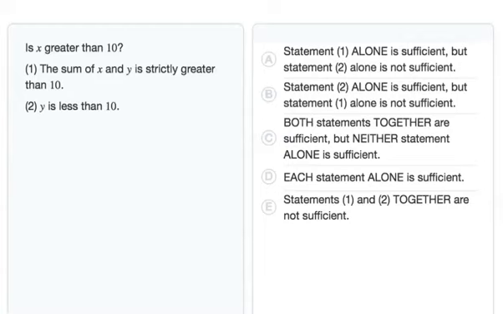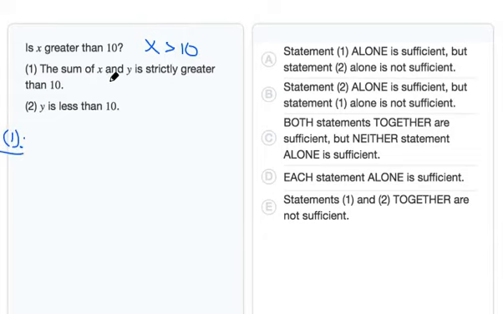To solve this data sufficiency question, we'll go ahead and consider each statement separately first and then together if needed. The question asks us whether x is greater than 10. So let's interpret that in terms of our math symbols. We're looking for whether x is greater than 10. And let's dive into statement 1 first.